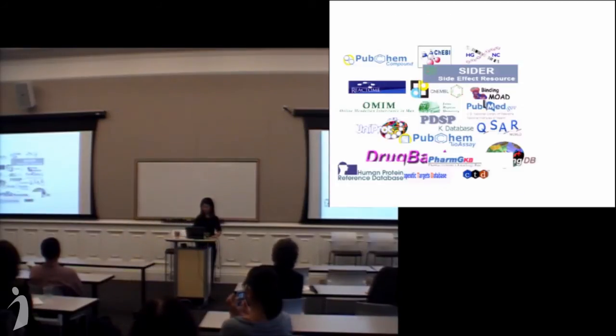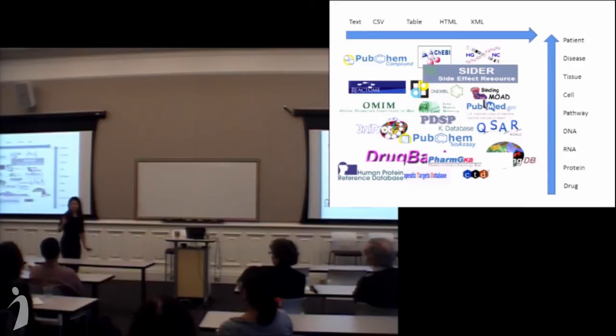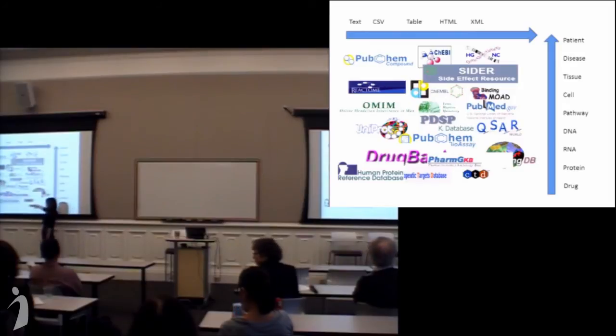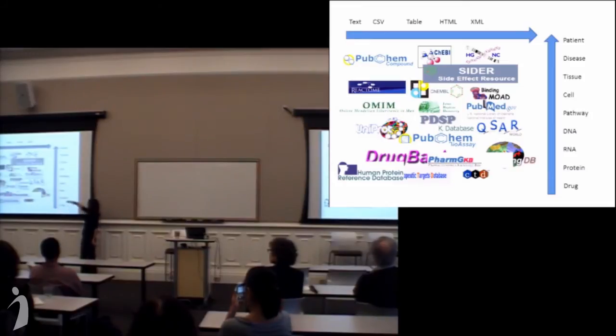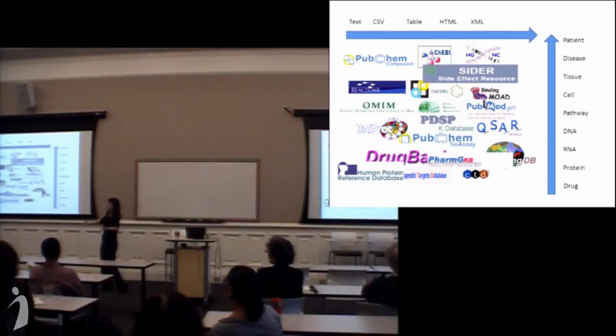So let me give you an example of how we did that. There are more than 1,700 databases openly available in life sciences. You can see some of them like PubChem, DrugBank, PharmGKB. They talk about a variety of different entities, from drugs and proteins to even patient EMR data, right? And this data is stored in so many different formats: text, table, database, XML. So how should we be able to integrate all these things together?